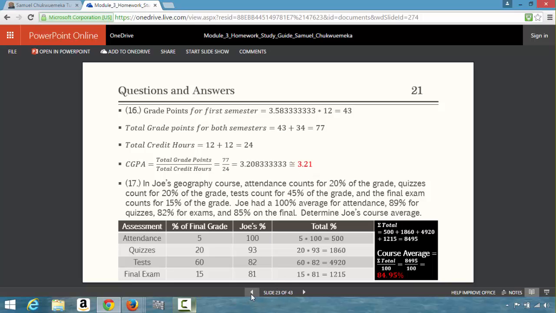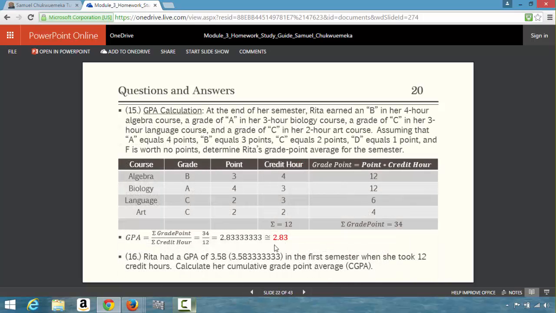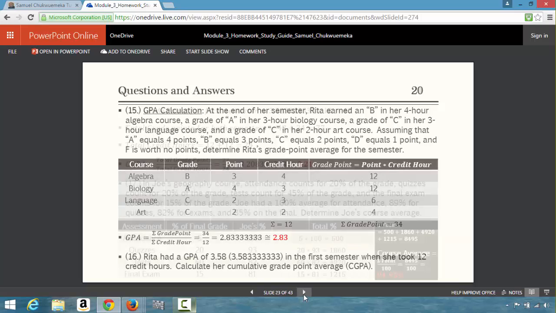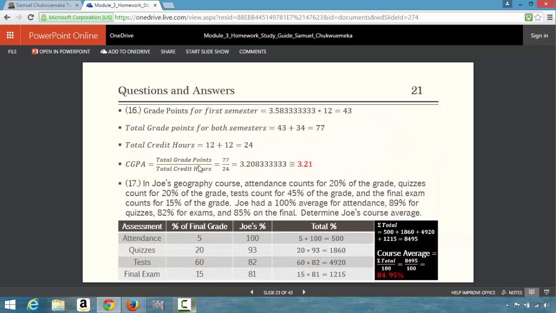You do not, and I repeat, some folks will come and do 2.83 plus 3.58 and divide by 2. No, it's not going to work that way, folks. You have to add all the grade points of all the semesters, divided by all the hours of all the semesters. That is the way you will find the CGPA. You don't do 2.83 plus 3.58 and divide by 2. So this will be her CGPA, 3.21.